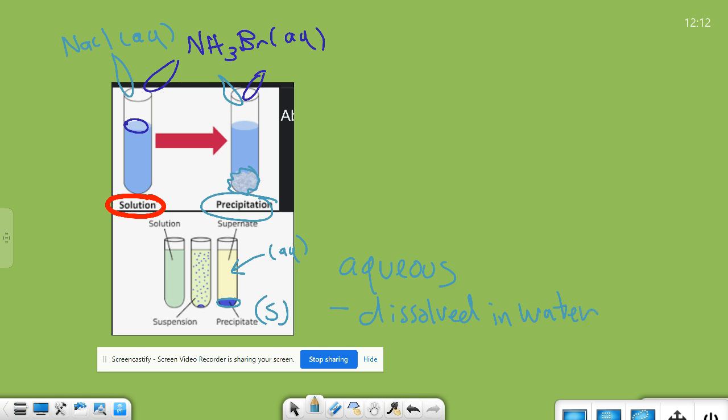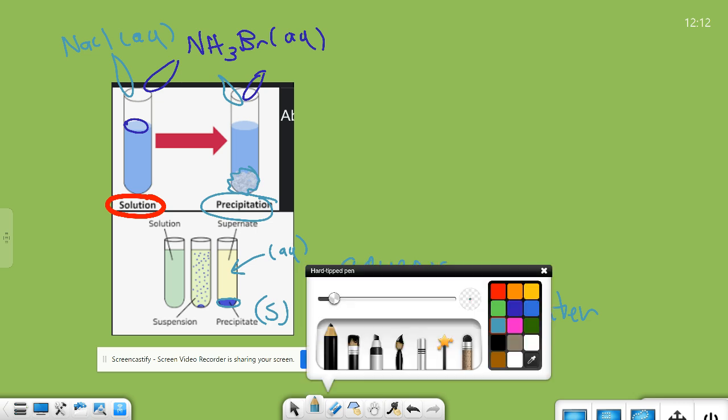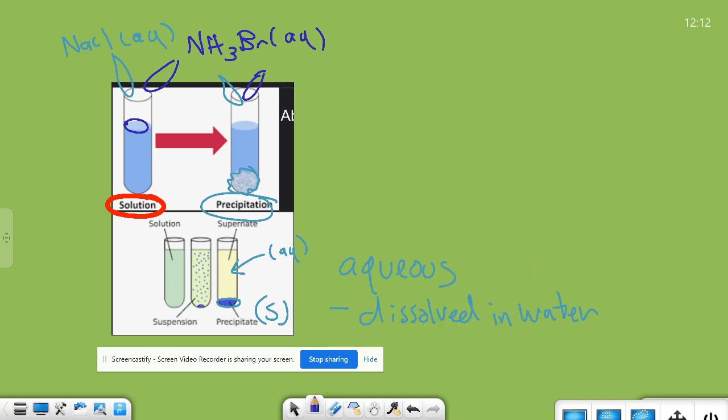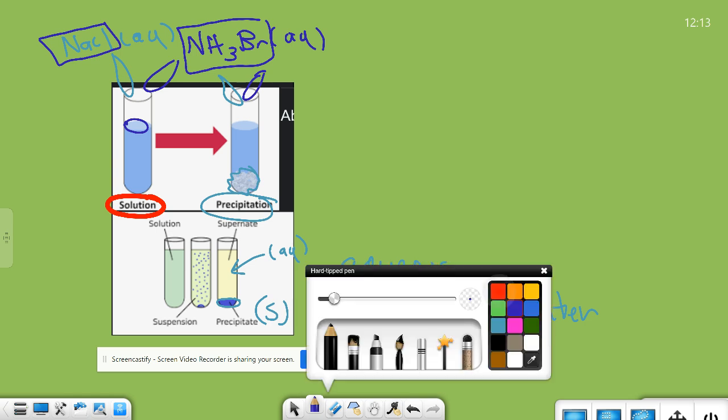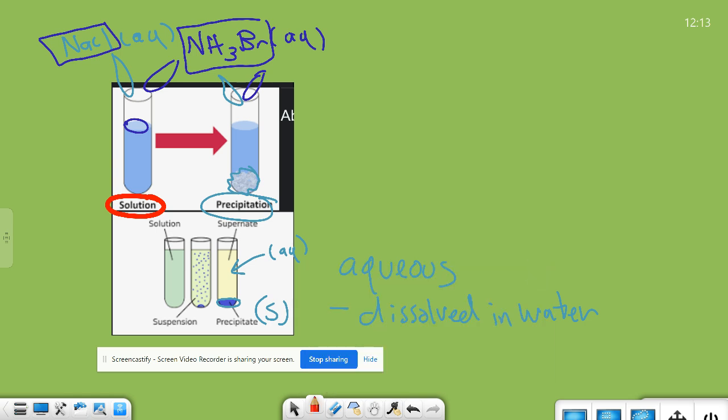So how can you tell now? Because there's two compounds mixed in. There are two compounds in these mixtures. We have sodium chloride, and we have another one which is ammonium bromide. And in every one of these solutions that you mixed, there are two compounds. This is going to be called a double replacement reaction.